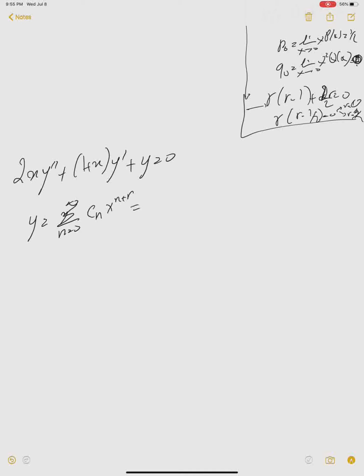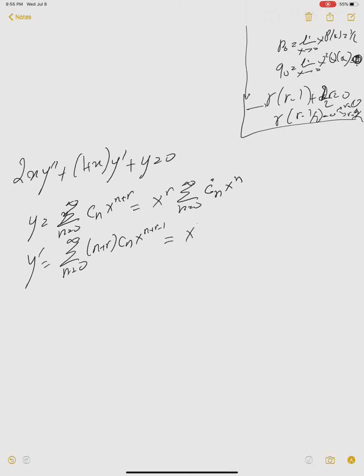Now remember, I have the equation 2xy'' + (1 + x)y' + y = 0, and I have y = summation from n equals 0 to infinity c_n x^(n+r), which I write as x^r times the summation from n equals 0 to infinity c_n x^n. What about y'? This is summation from n equals 0 to infinity (n + r) c_n x^(n+r-1).